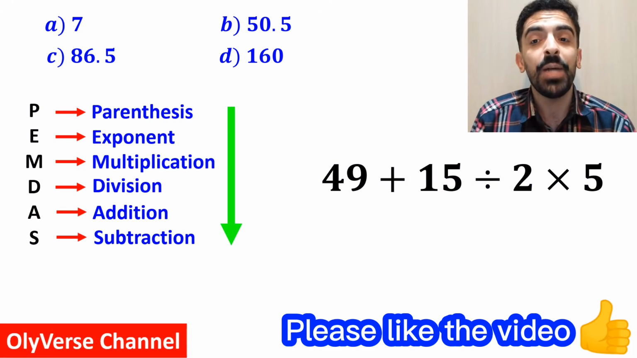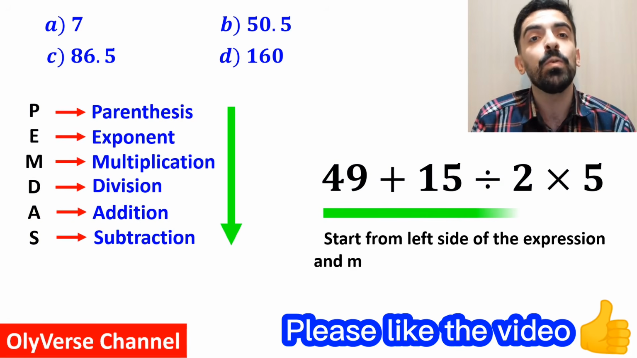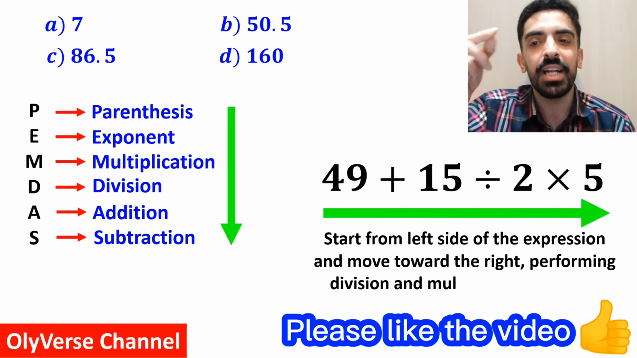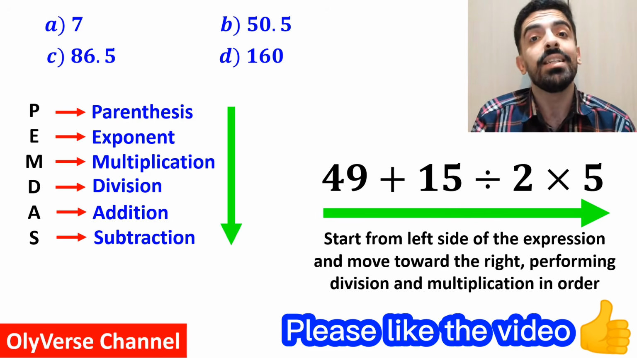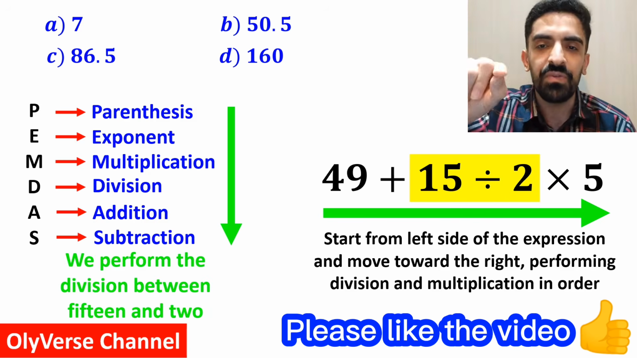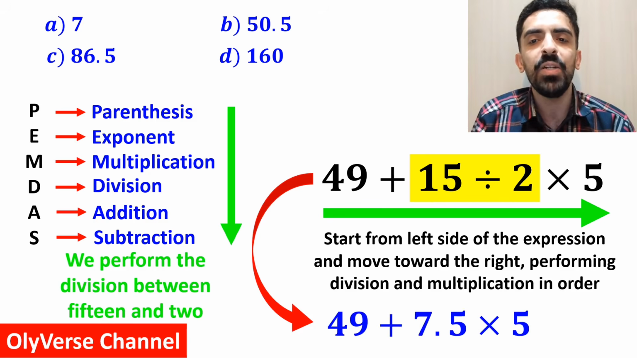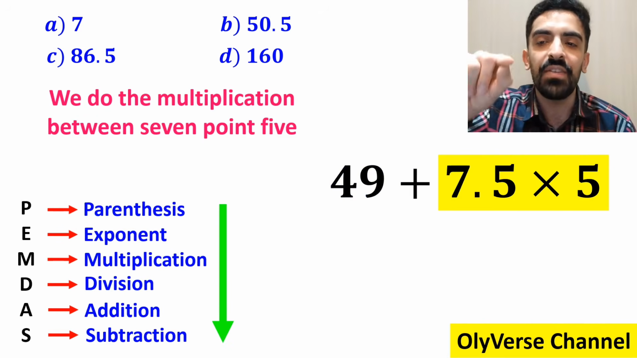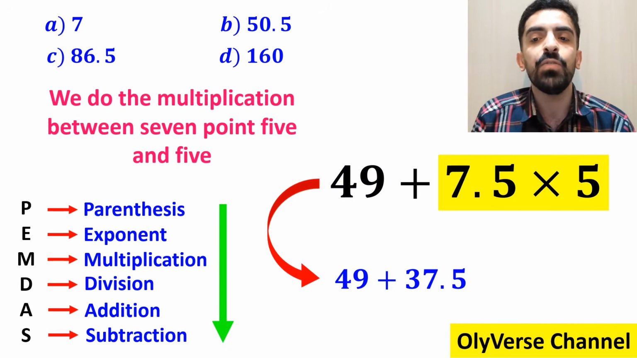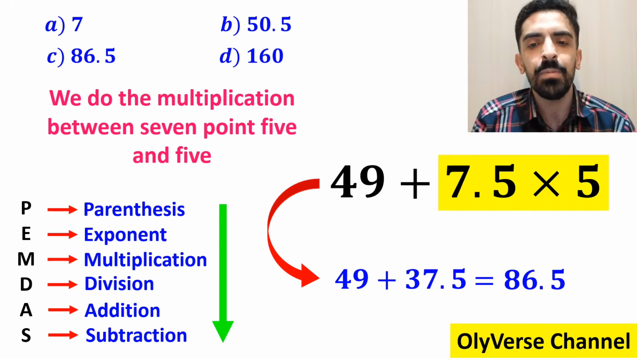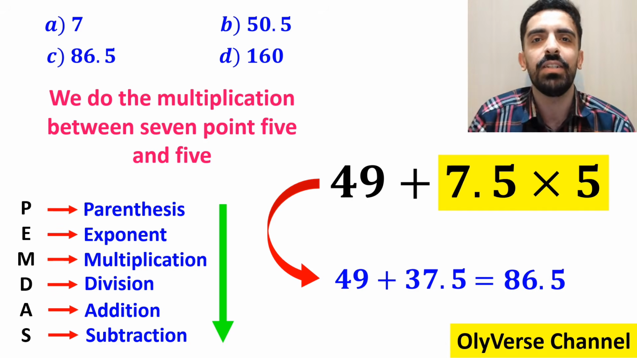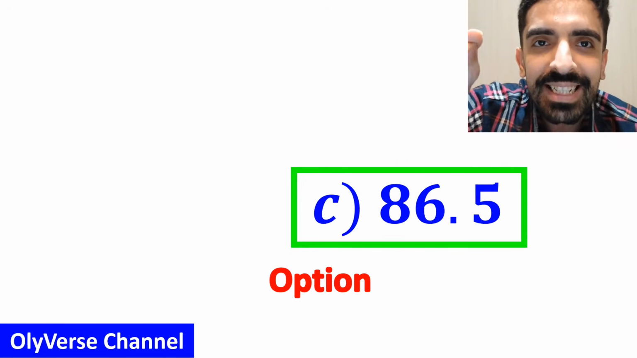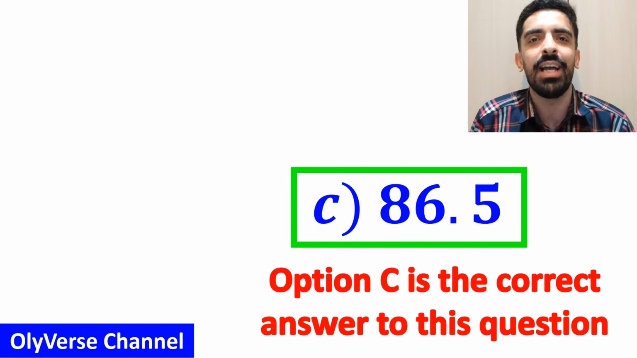In this situation, the best thing to do is to start from the left side of the expression and move toward the right, performing division and multiplication in order. So, first we perform the division between 15 and 2, and this expression simplifies to 49 plus 7.5 multiplied by 5. And the final step, we do the multiplication between 7.5 and 5, which gives us 49 plus 37.5. And finally, the value of this expression is equal to 86.5. That's great. Option C is the correct answer to this question.